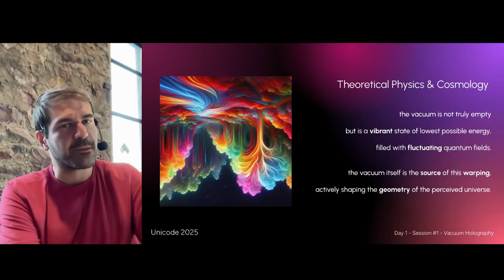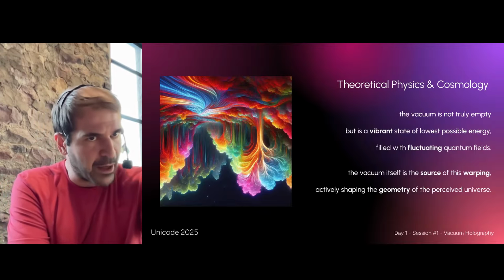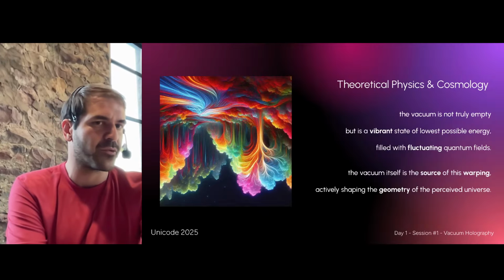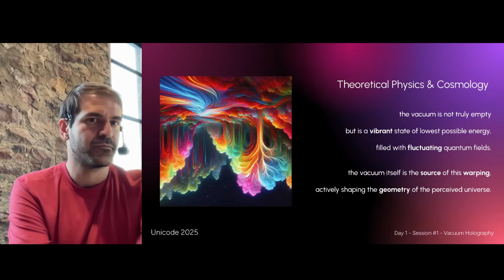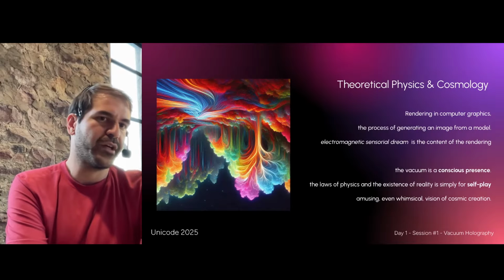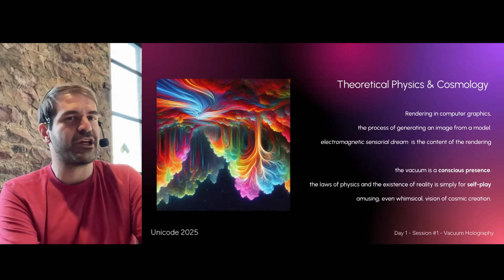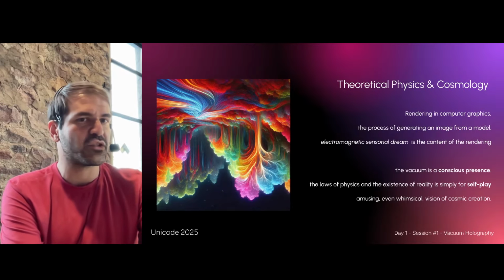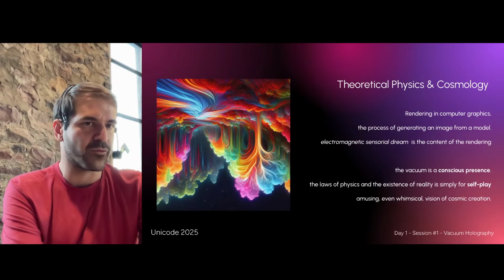And it also has the possibility to create a high energy state when it shifts the rendering as well. So it depends on what's being rendered. Rendering, in computer graphics, is the process of generating an image from a model. So an electromagnetic sensorial dream is the content of the rendering.